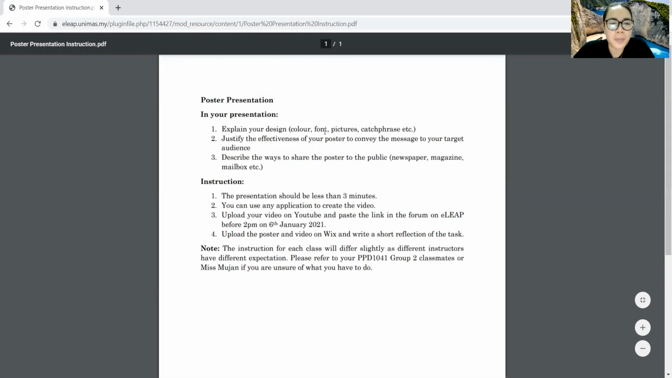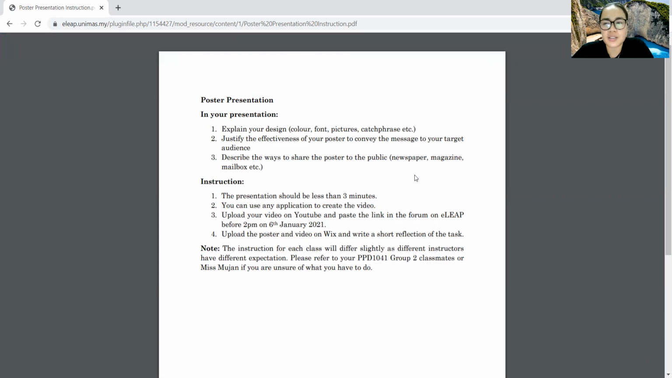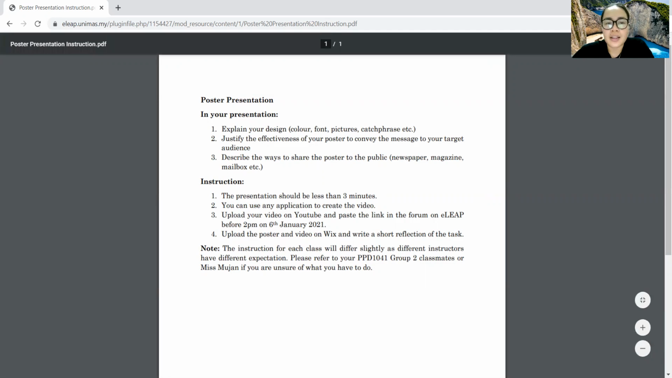Okay, so explain your design. Why do you choose the color? Why do you choose the font, pictures, and catchphrase, if you have them in your poster? And justify the effectiveness of your poster to convey the message to your target audience.